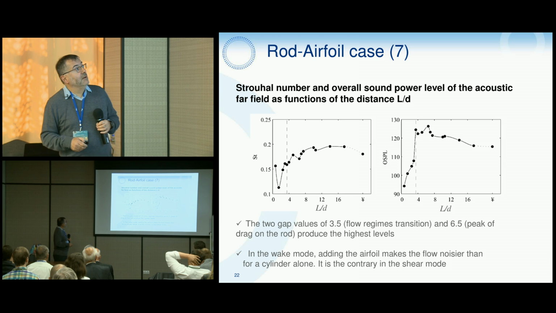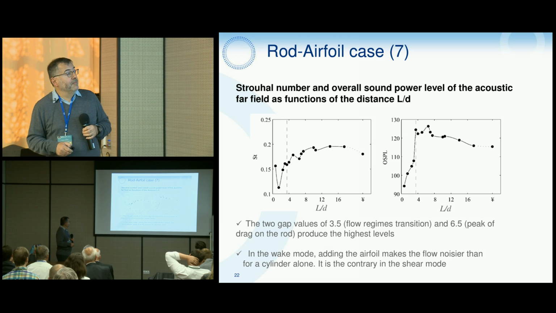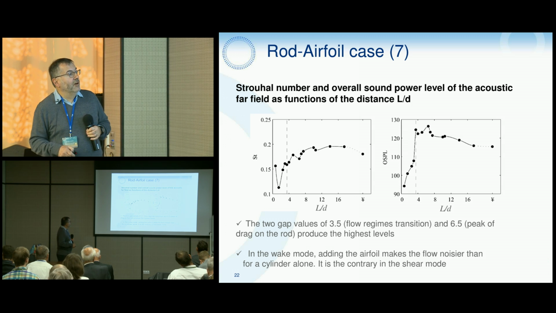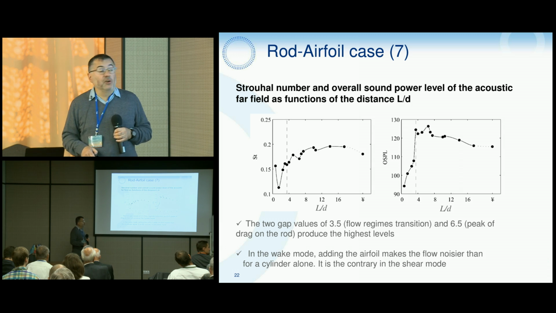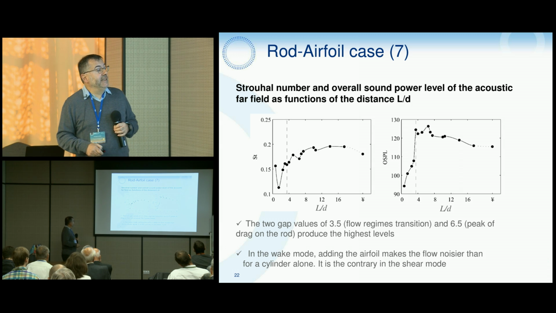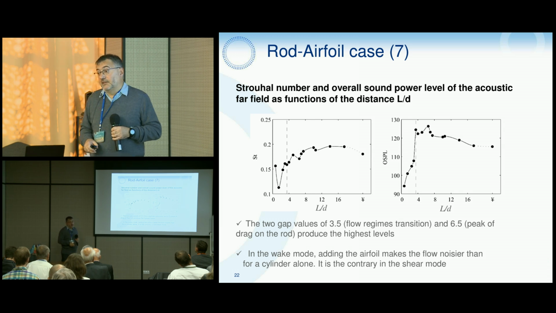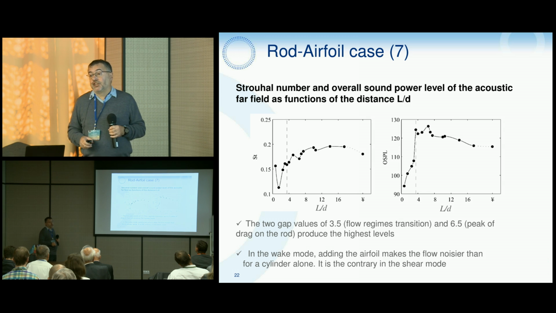Here are some acoustic results. We can see that the two gap values of 3.5 and 6.5 are the two configurations which produce the highest noise level in the far field. In the wake mode, adding the airfoil makes the flow noisier than for the cylinder alone, and it's the contrary in the shear mode.